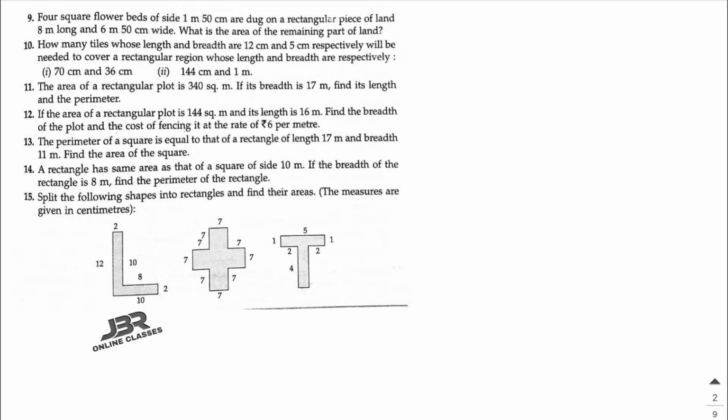So here in sum number 9, 4 square flower beds of side 1 meter 50 centimeter are dug on a rectangular piece of land 8 meter long and 6 meter 50 centimeter wide. What is the area of the remaining part of the land?